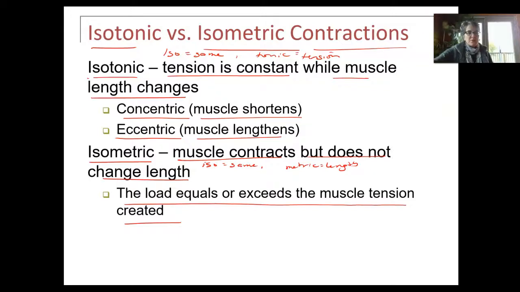All right, so those are my different types of muscle contractions. More vocabulary, just how it goes.